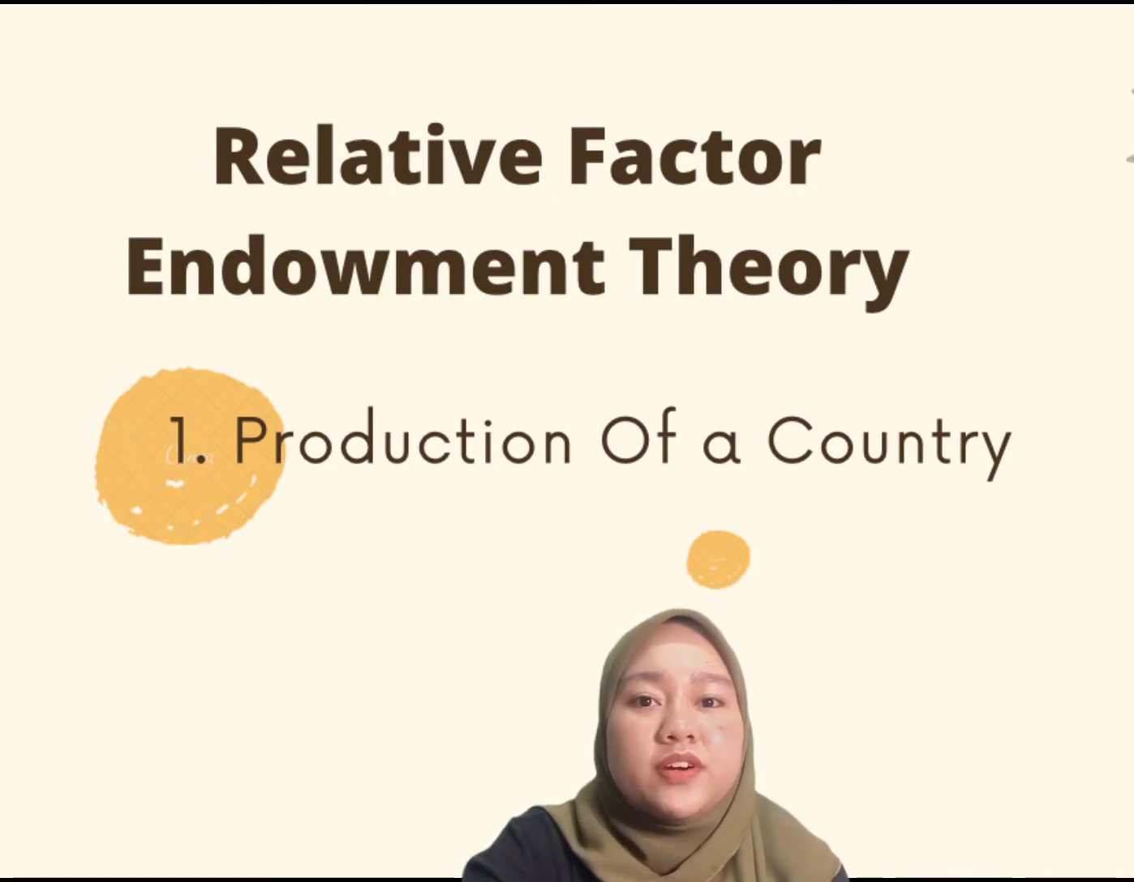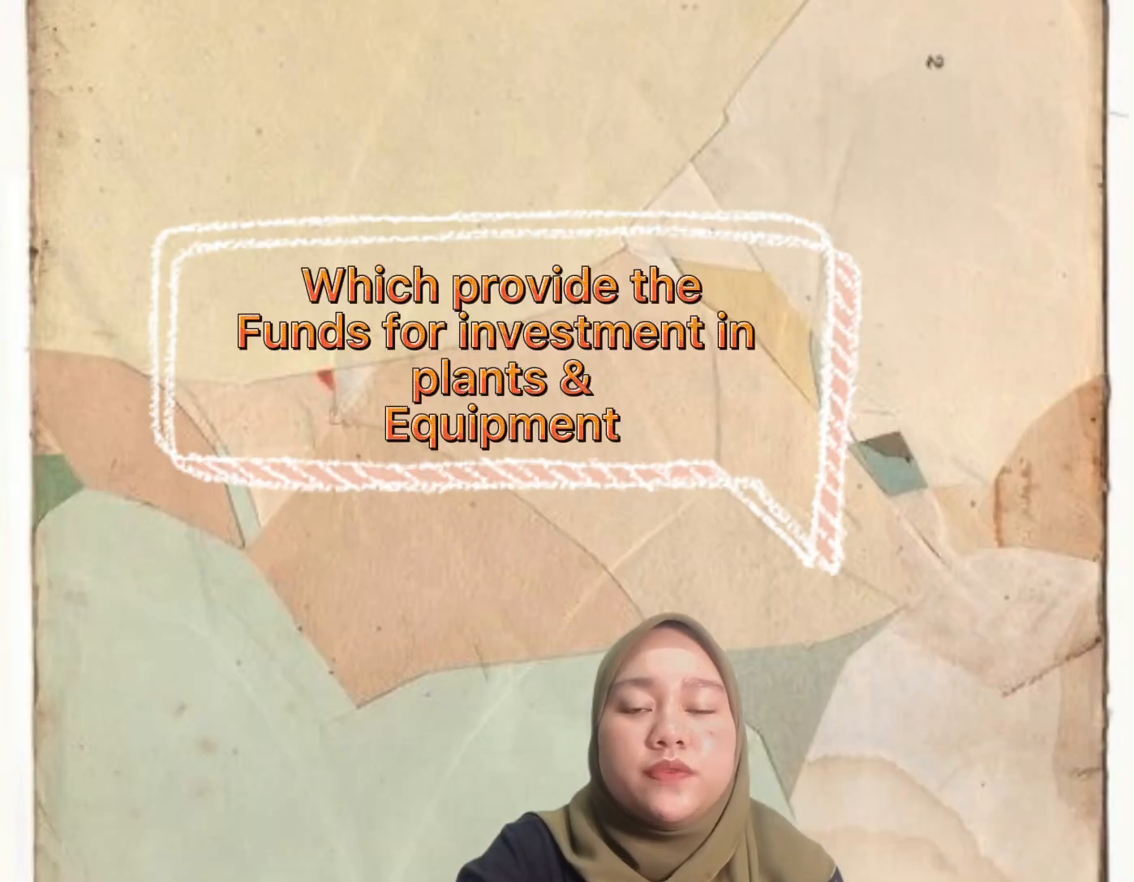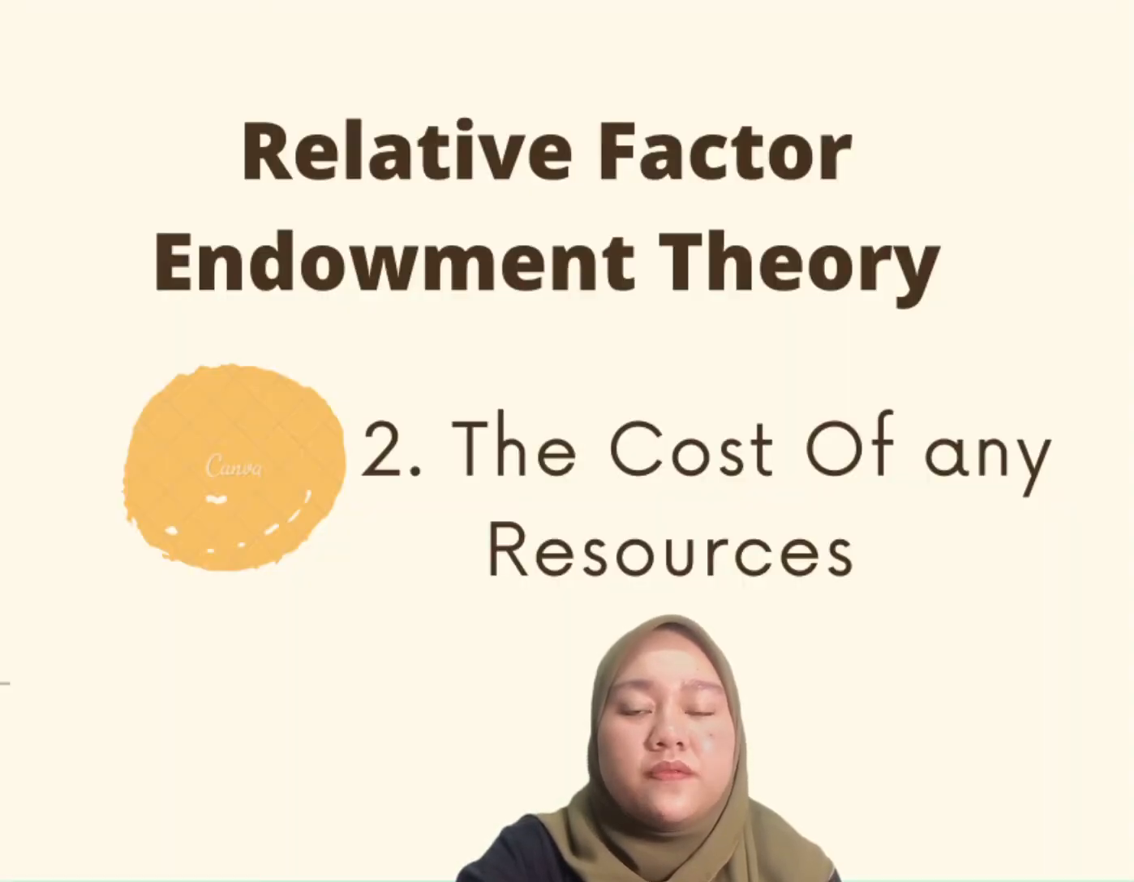Their theory is based on a country's production factors, which are land, labor, and capital, which provides the funds for investment in plants and equipment. Second, the cost of any resources. They determined that the cost of any factor resource was a function of supply and demand.